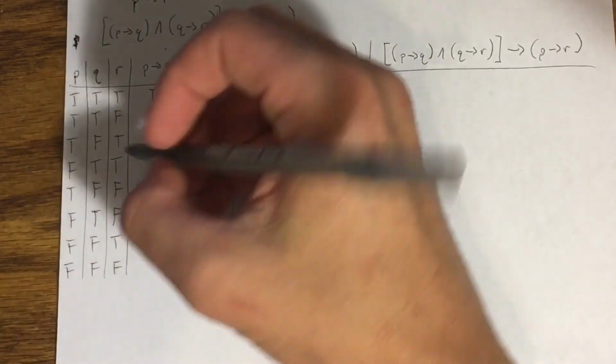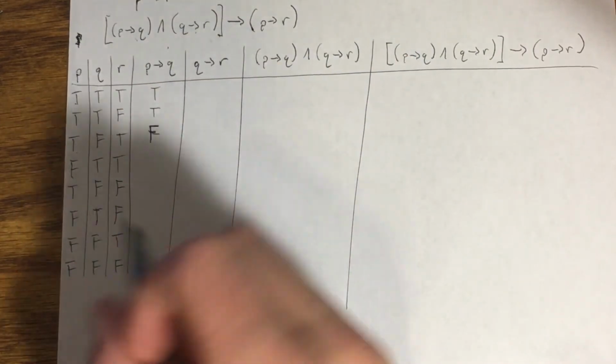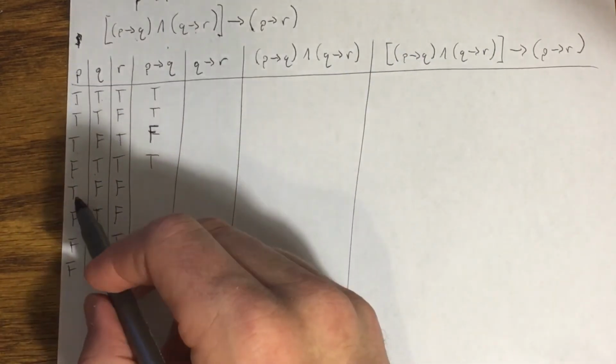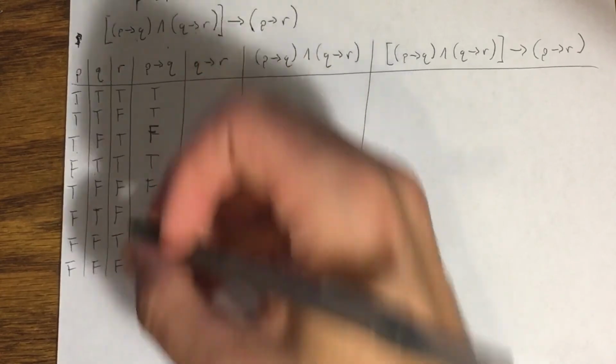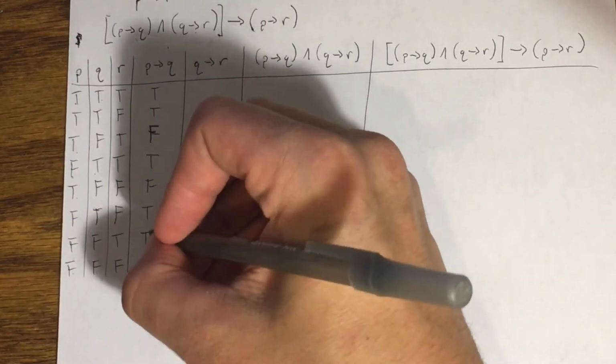False as my antecedent automatically, let me be a little more neat here. False automatically gives me a true conditional. True implies false will be false. And then the last 3 have false antecedents. All of those will be true.